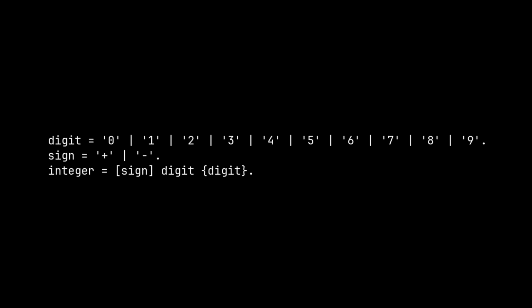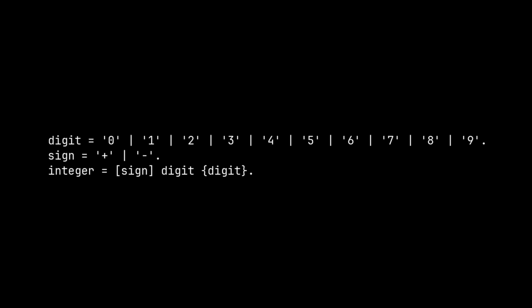Here is an example describing an integer. We have digit, sign, and integer, which are called non-terminal symbols, and the rest in quotes are called terminal symbols. We can see that a digit can be 0 or 1 or any of the digits. The vertical bar means or.